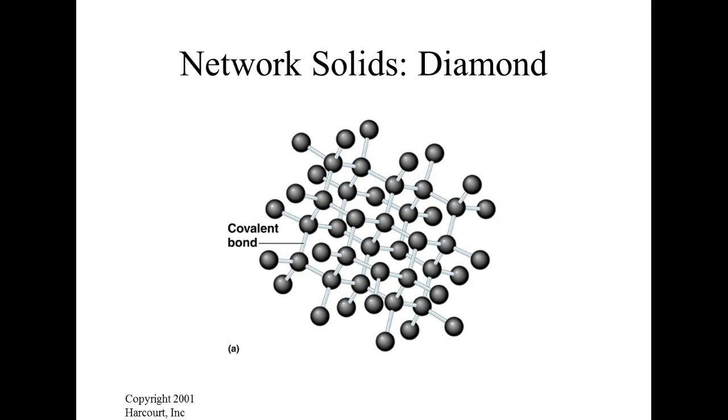And then diamonds are very, very strongly bonded together, covalently bonded. You know covalent bonds are very strong. And it's all in 3 dimensions, very, very strongly bonded together.